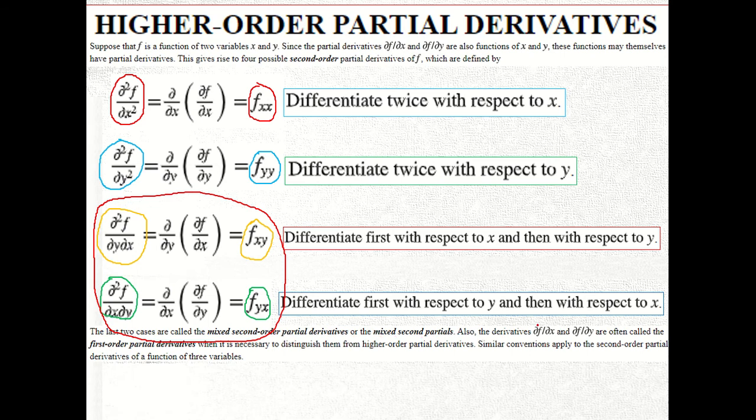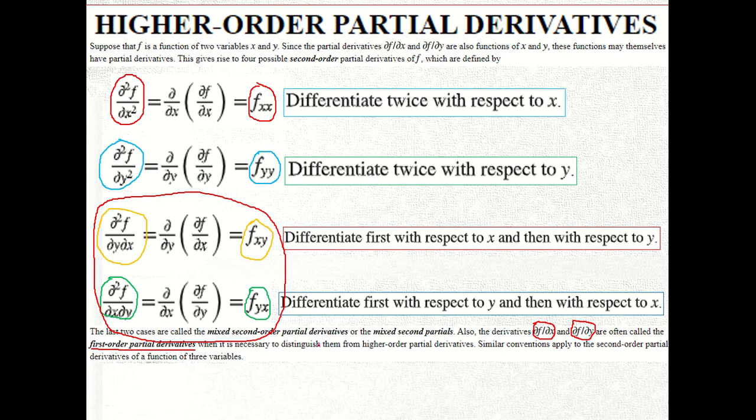Also, the partial derivative of the function with respect to x and the partial derivative of the function with respect to y are often called the first order derivatives.